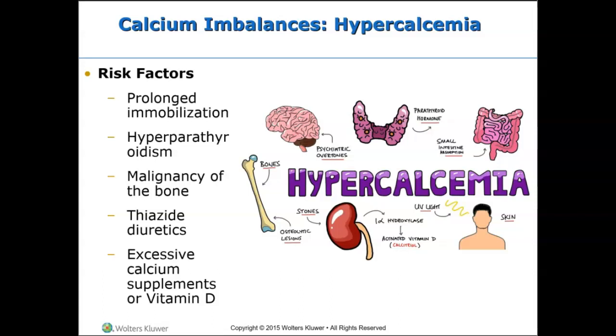Again, if we have a parathyroid problem, an overactive parathyroid results in hypercalcemia. Malignancy of the bone would also cause calcium to leach, be broken down, and seep into the blood, resulting in hypercalcemia again. Thiazide diuretics cause hypercalcemia. And excessive calcium supplements or vitamin D would result in excessively large amounts of calcium, causing hypercalcemia.